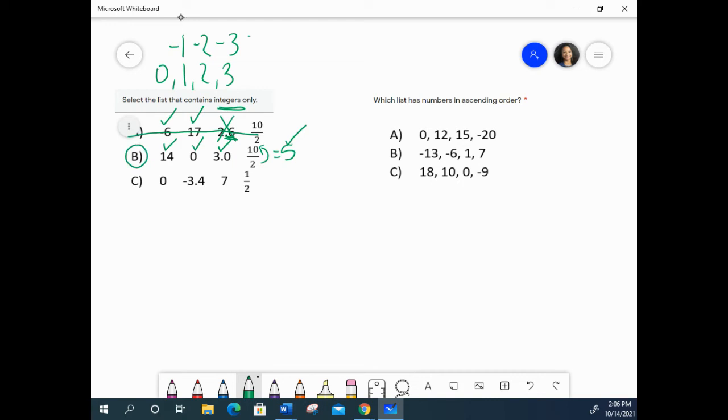If we were to look at choice C, 0 is definitely a whole number, but -3.4 is not, and neither is 1/2. So because of that, choice B is our answer.